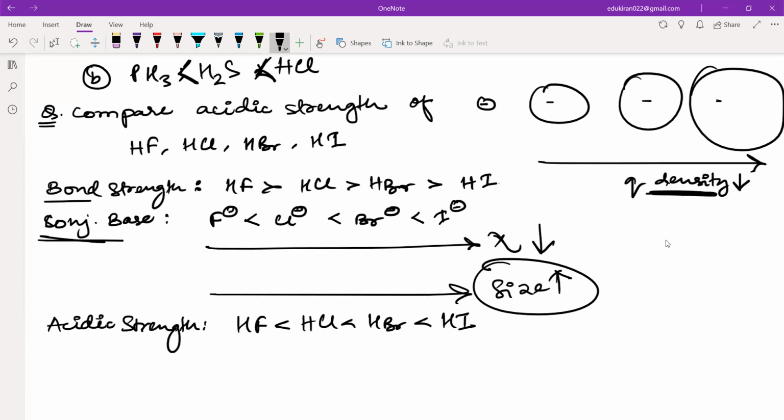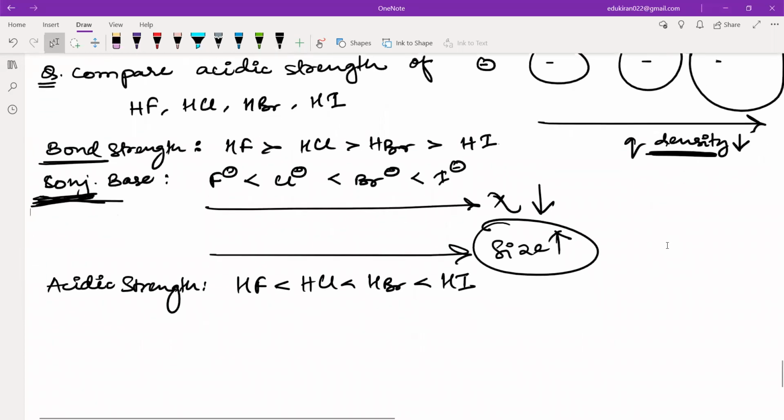So both of these things, bond strength and conjugate base stability, favor this trend, because if HF has a high bond strength, what does that mean? It means that H and F cannot be broken easily, compared to HCl, HBr, and HI. Okay, so write this down.